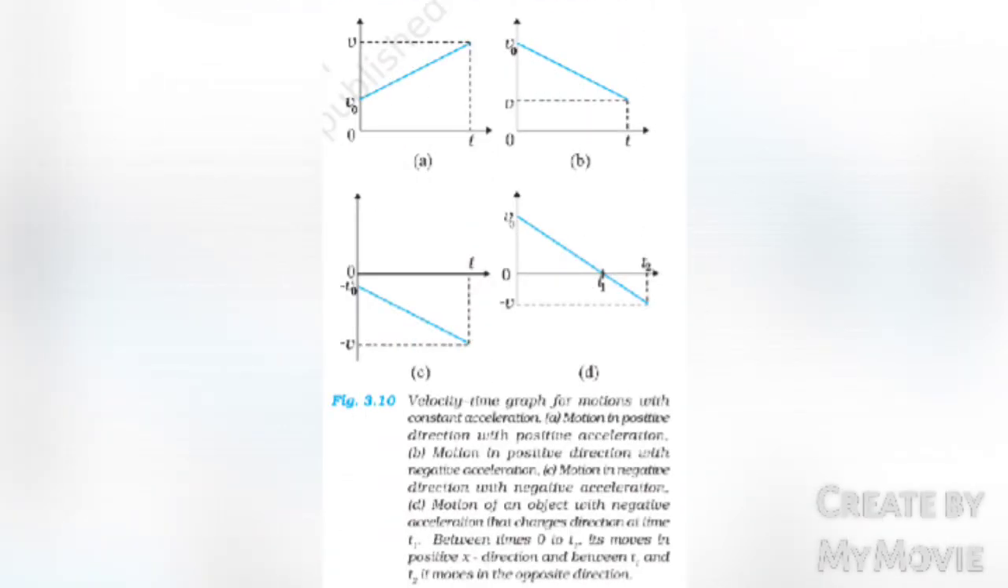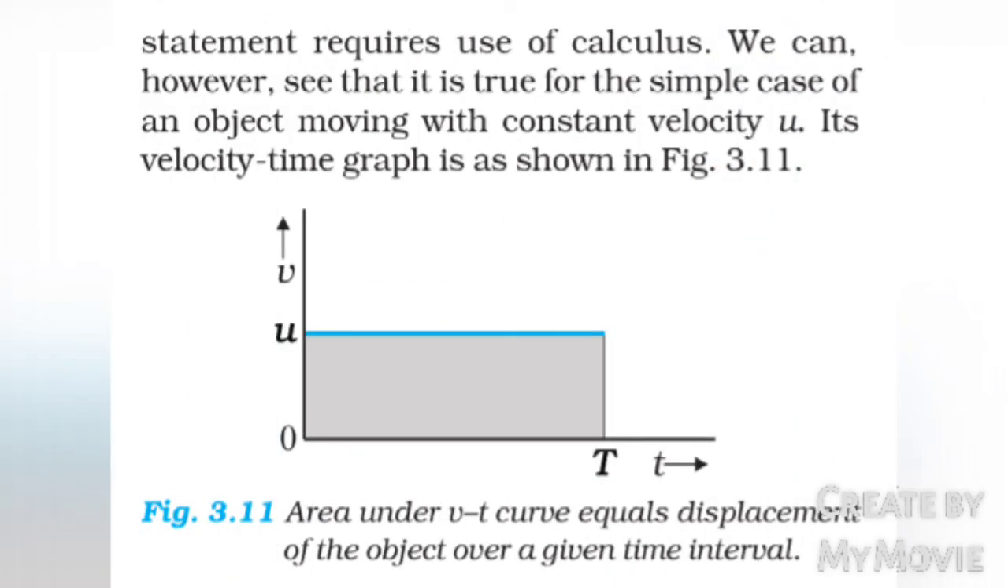Figure 3.10, velocity time graph for motions with constant acceleration. A. Motion in positive direction with positive acceleration. B. Motion in positive direction with negative acceleration. C. Motion in negative direction with negative acceleration. D. Motion of an object with negative acceleration that changes direction at time t1. Between time 0 to t1, it moves in positive x direction, and between t1 and t2, it moves in the opposite direction. Figure 3.11, area under vt curve equals displacement of the object over a given time interval.